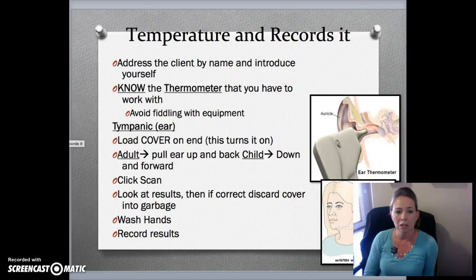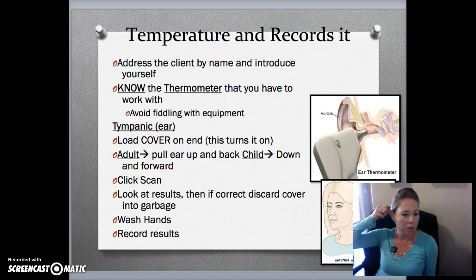The skill itself: address your client by name, introduce yourself, know what thermometer you have, and avoid fiddling with the equipment. For tympanic, you're going to pull the ear up and back for an adult and down and forward for a child. That opens the ear canal so we can get the tip inside. Click scan, look at results, discard, wash hands, and then record. You're always recording the results after your hands are clean.